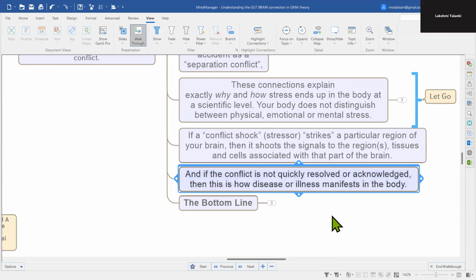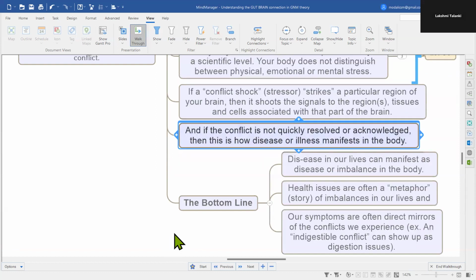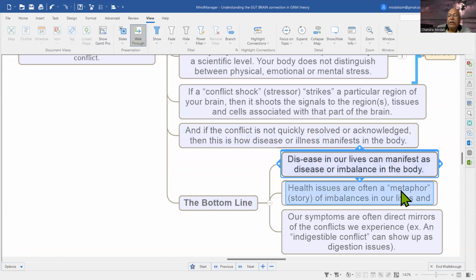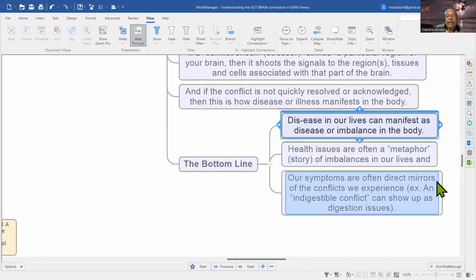So, what does that mean? Bottom line, disease in our lives can manifest as disease, dis-ease, or imbalance in the body. Health issues are often a metaphor. That means they are indicative of or manifestations of imbalances in our lives. And our symptoms are often direct mirrors of the conflicts we experience. Example, an indigestible conflict can show up as a digestion issue.